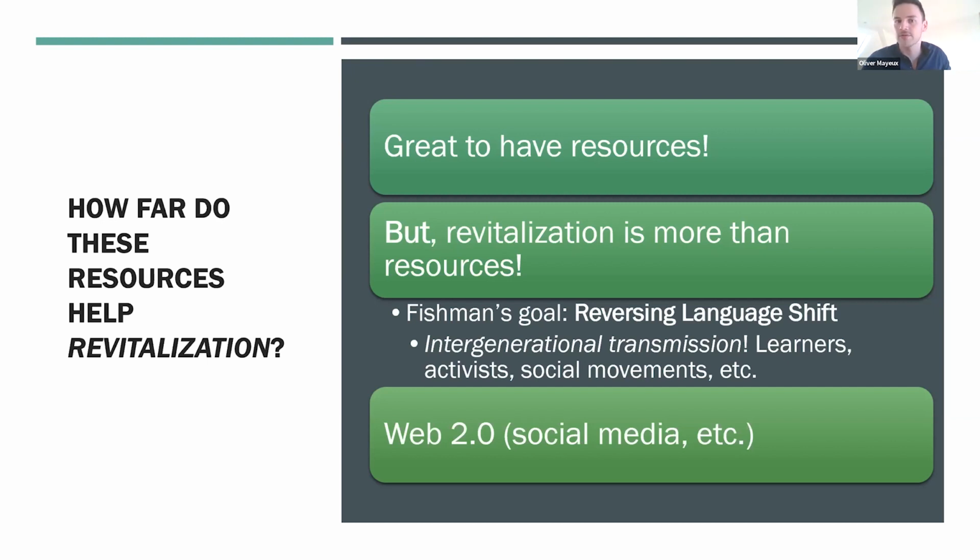Instead, it involves people. It involves activists. It involves learners of the language. It involves a kind of social movement that is organized around this one key task of reversing language shift. And this is where what we can call Web 2.0, that is social media, etc., becomes really important and really valuable for language revitalization. And I'm sure that all of you can think of ways in which social media, such as Facebook, Twitter, and for those of you who are young enough, because I am not young enough to know about TikTok, but this is also proving to be a very interesting platform for sharing resources about language revitalization. Many of you can think of examples.